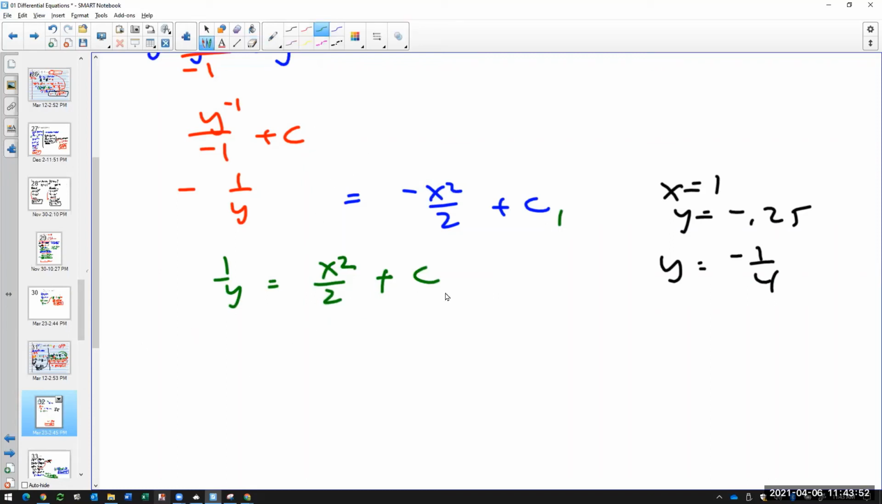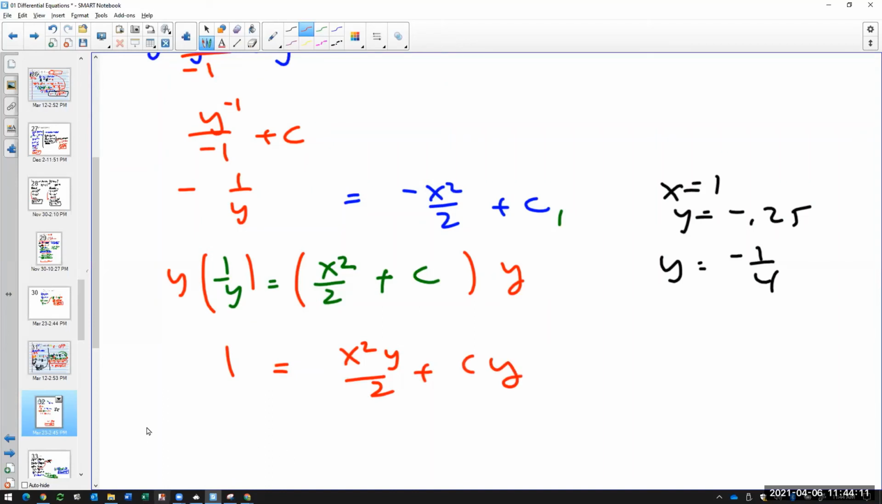Okay. So this I'm going to solve for y. So what I'm going to do is I'm going to multiply through all by y. So this will be, I'm going to multiply by y on this side, and I'm going to multiply by y on this side. So that's going to be 1 is equal to x squared y over 2 plus cy. Is everybody good with that?